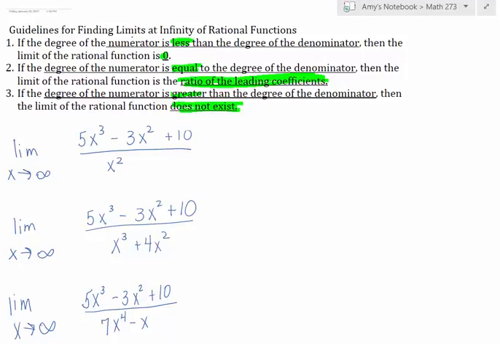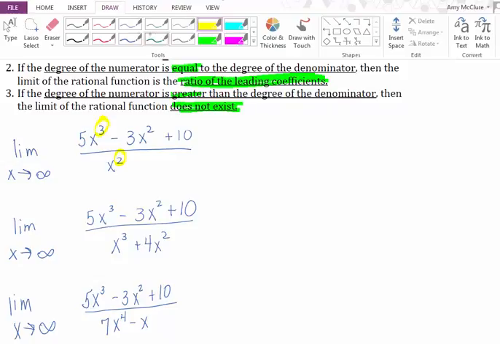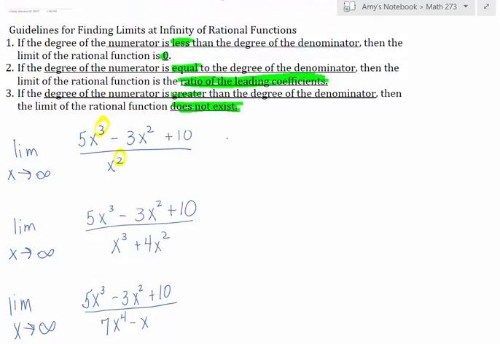The first example I have here for you is the limit as x approaches infinity of 5x cubed minus 3x squared plus 10 all over x squared. We need to compare our degrees, top and bottom, and you will see that the degree in the numerator is greater than the degree in the denominator. So in this case, the limit does not exist.